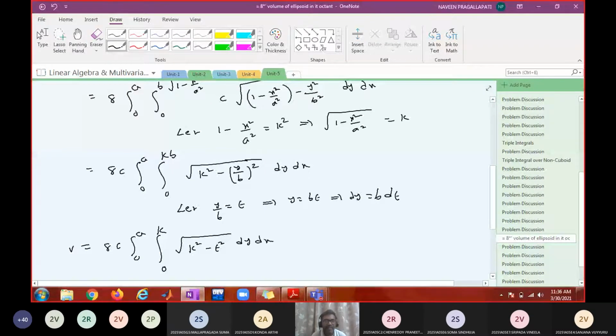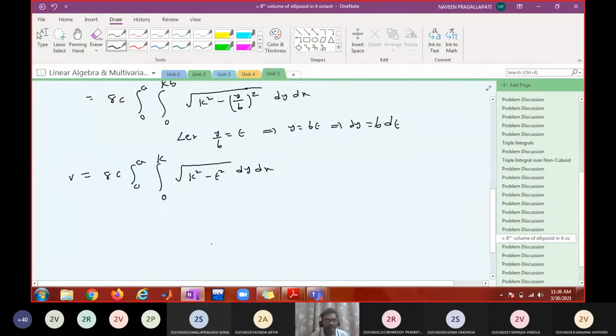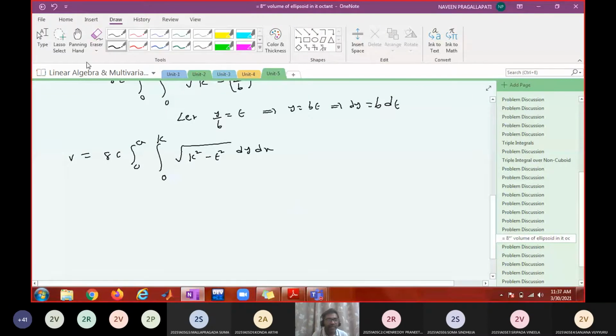Okay, so we are just doing some makeup only to make our life easy. We are just doing it to do the integration easily. Then you know the standard formula for root of k square minus t square. Apply that formula and tell me the integration. It is in the form root of a square minus x square. Can you tell me the integration value? t by 2 root of k square minus t square. Am I right?